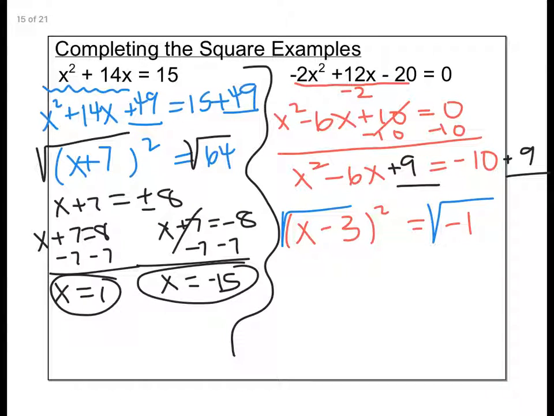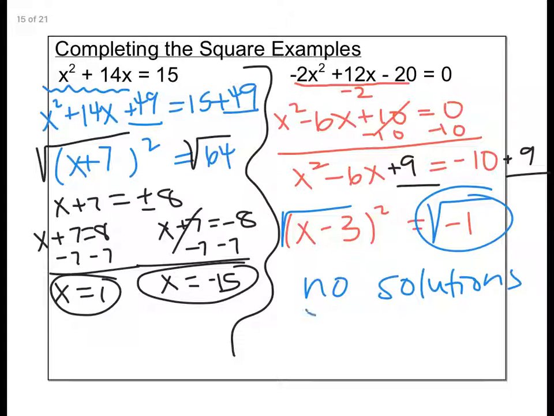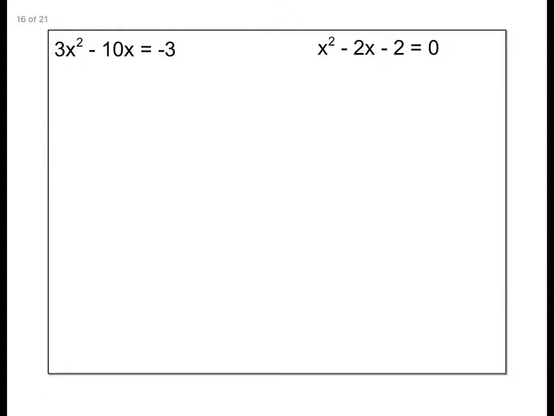Ooh, okay, so I just ran into an issue here trying to take the square root of a negative, which does not work. It tells me that there are no solutions, so I don't need to go any further. I can stop there. If you ever get to the part where you're taking a square root and it's a negative, that doesn't work. There are no solutions.